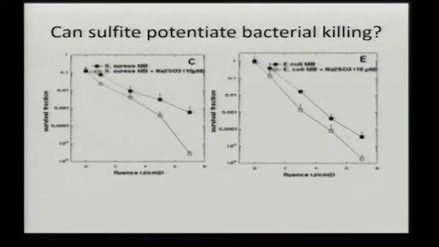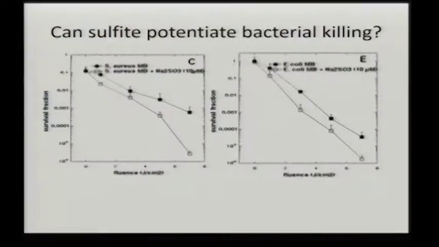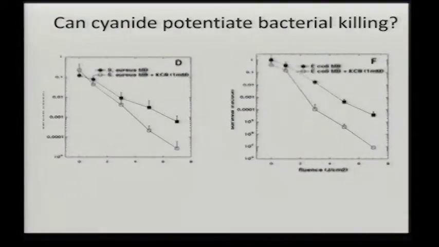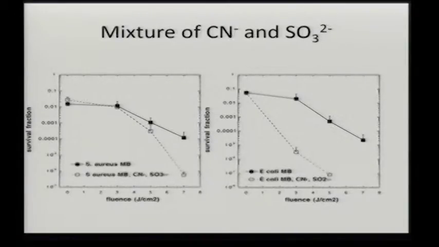Can sulfite potentiate bacterial killing? The answer is it actually can if you do it at a very low dose. Sulfite is a reducing agent, so if you put it in at a high dose, it just quenches the ROS and it's gone. But if you put it in a low dose, it actually does potentiate killing. And if you put cyanide in at a relatively low dose, 1 millimolar, that actually potentiates killing. And if you mix the cyanide and the sulfite and put them in, again, it potentiates killing.